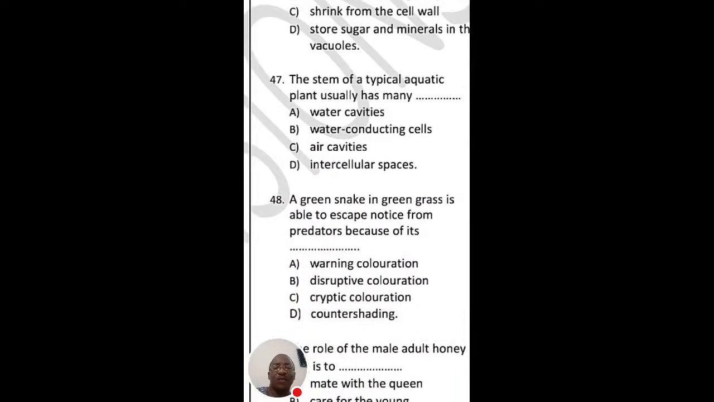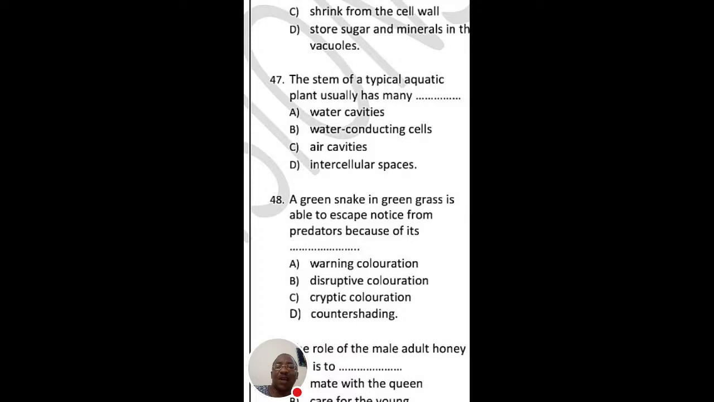Number 47. The stem of a typical aquatic plant usually has many A, water cavities, B, water conducting cells, C, air cavities, D, intercellular spaces. Aquatic plants like water lettuce, duckweed, they will have air spaces. So what is related to air spaces here? The answer is going to be C, because air spaces are also called air cavities. So the answer for number 47 is C.